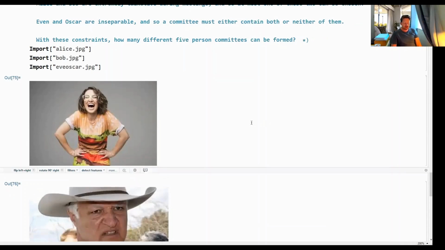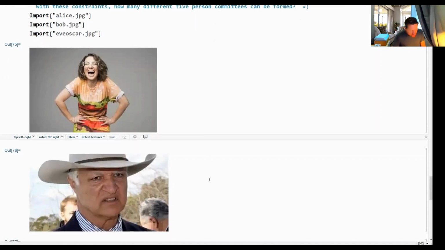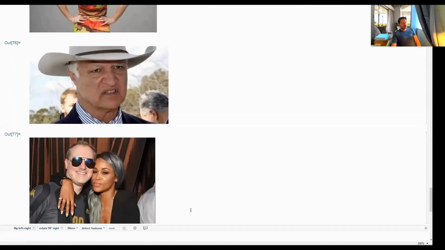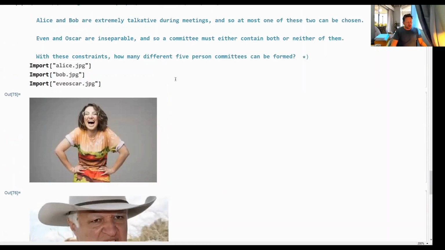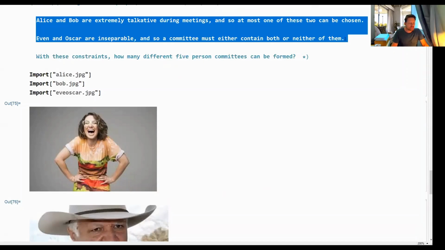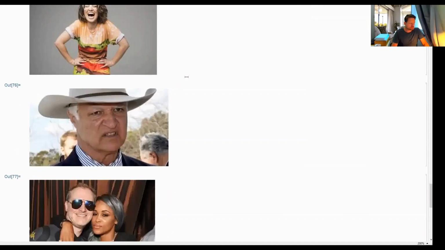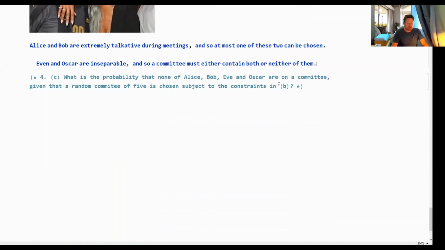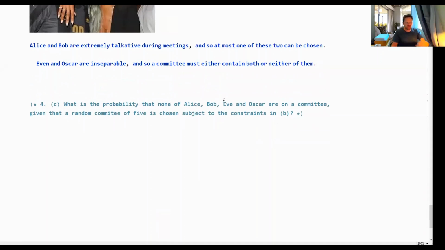All right, just so we can visualize this for fun, here I've got Alice, here I've got Bob, and here I've got Eve and Oscar, inseparable. So you kind of have to think of Eve and Oscar as one individual, one entity. Given that, what we want to do here is think about these in terms of cases. So how many cases could we have? I'll copy this down below our nice images. Let's think about this here. Talkative during meetings, so at most one of these.